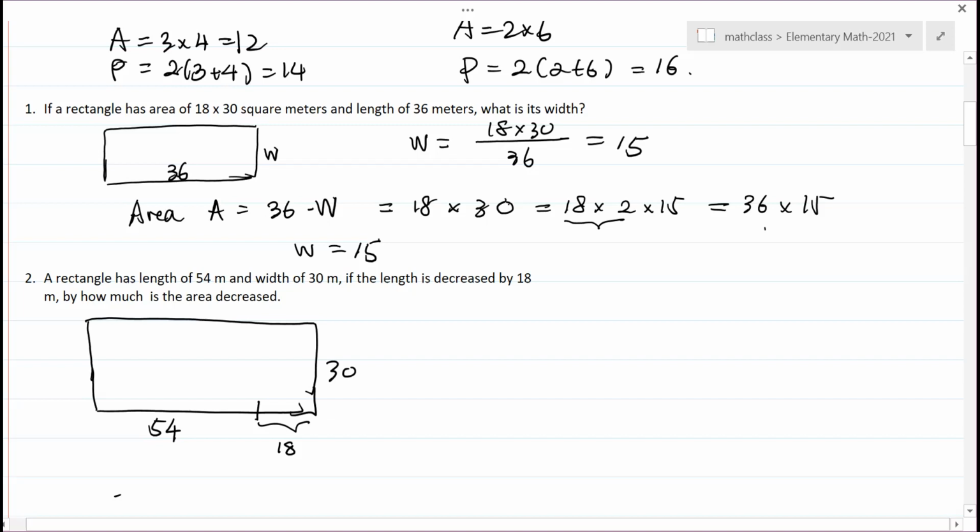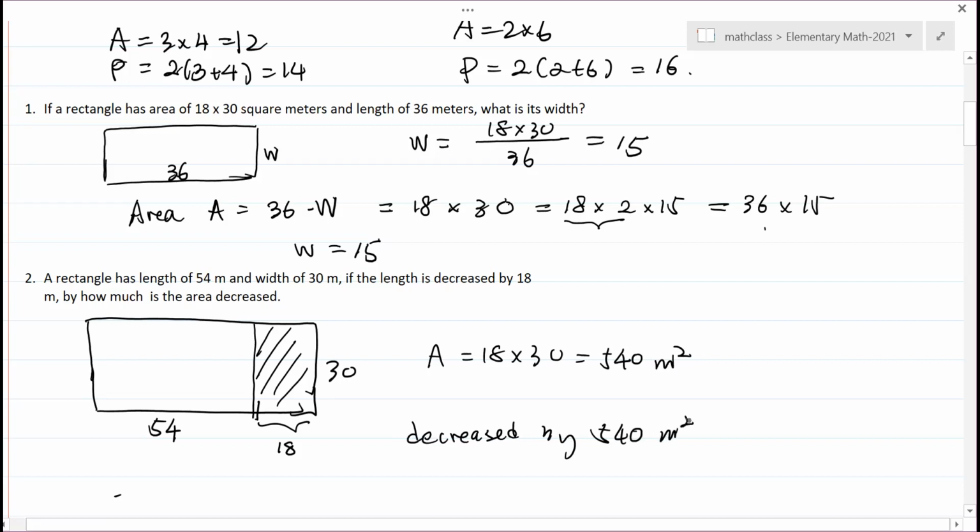All right, so look at this, right? You draw the picture, you cut off the piece you lost. So that's a piece we are going to lose. Ethan, watch out. Okay, so you're going to lose this piece. So it doesn't matter how long the original length. This is a piece you're going to lose. So the area of that piece is going to be 540 square meters. Okay, right? So decreased by 540 square meters. Clear?